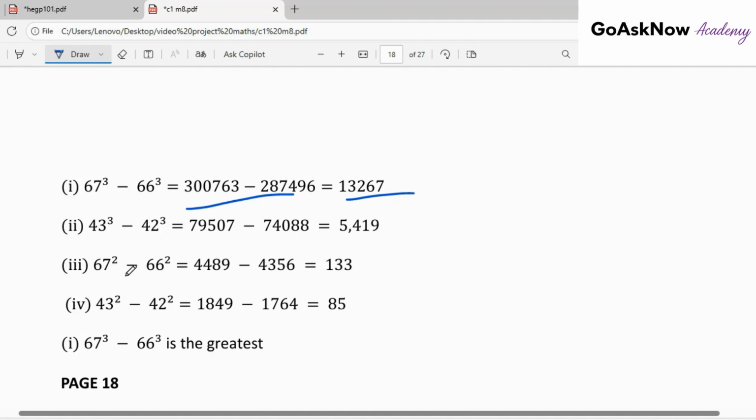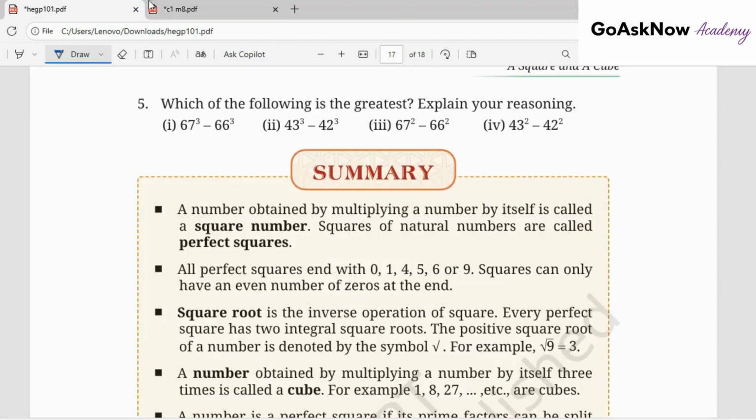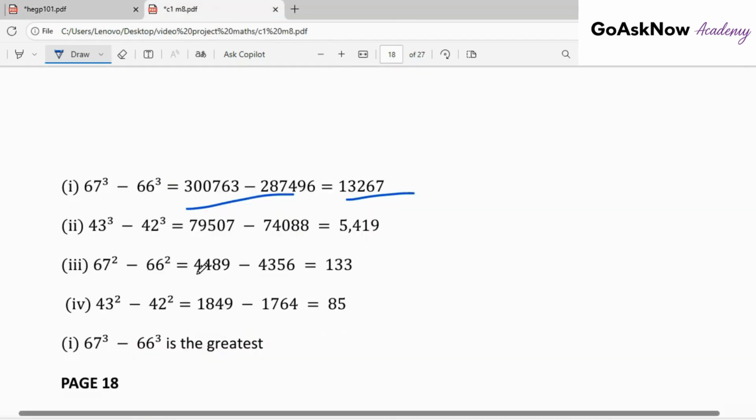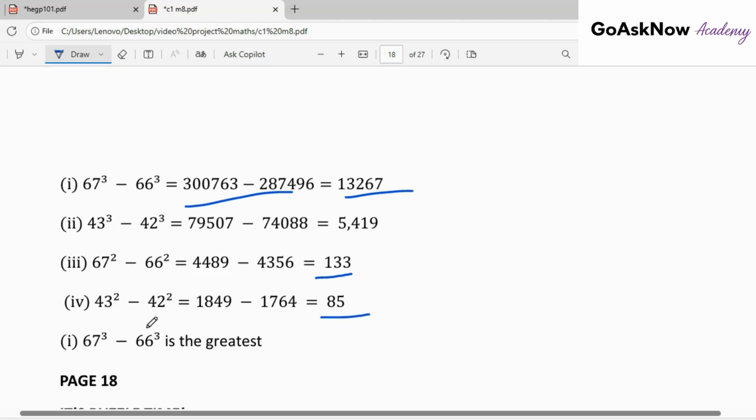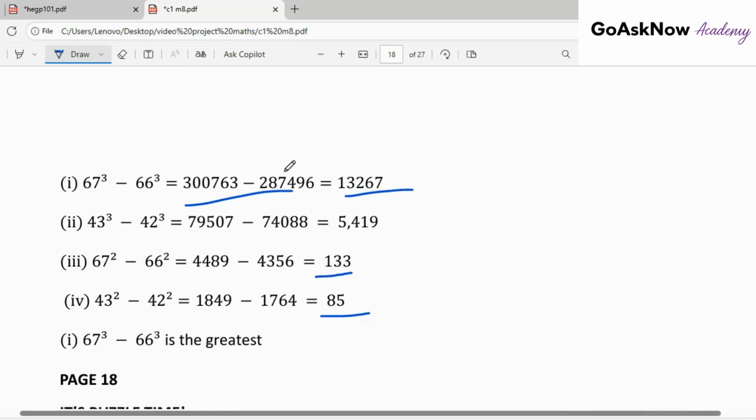Next, 67 squared minus 66 squared is equal to 4,489 minus 4,356, and the difference is 133. 43 squared minus 42 squared is equal to 1,849 minus 1,764. The difference is 85. Here, which one is greater? The first one is greatest. This is the answer.